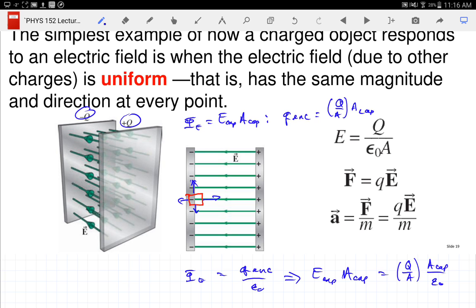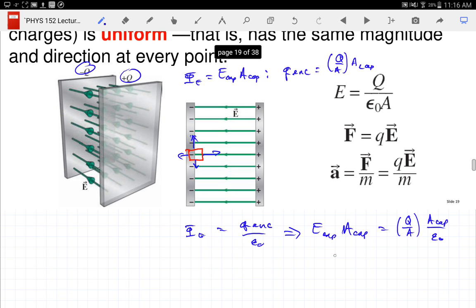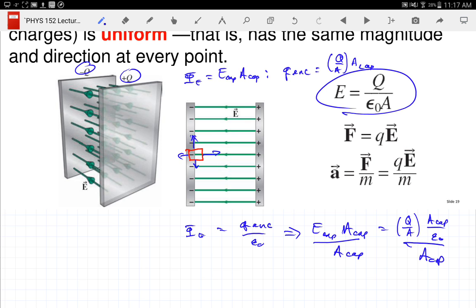Notice that to solve for the electric field, just divide both sides by A cap, and it gives me this equation. So the electric field between those plates is very simple to derive from Gauss's law. Yes? Just to confirm, the A that doesn't have the subscript is the area that the charge is spread out over, right? The A is the entire area of the plate, yes. It's an important thing, yes. So the electric field is equal to the charge on the plate divided by the area of the plate and the permittivity of free space. That comes from Gauss's law.